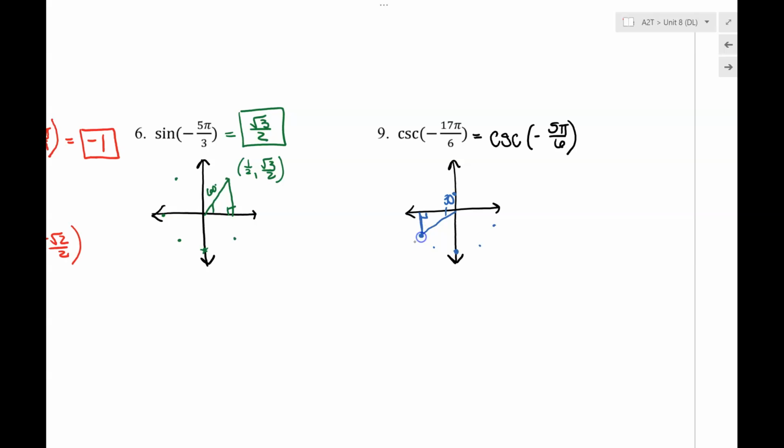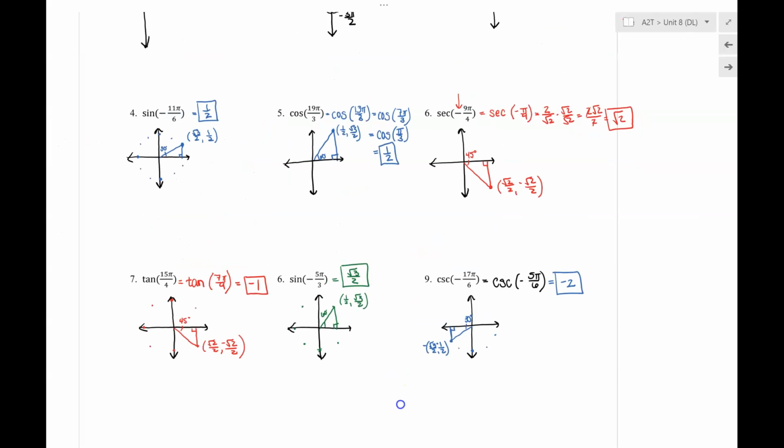The coordinate is going to be rad 3 over 2, 1/2. We're in the third quadrant, which means that tangent and cotangent are positive. So sine and cosine are negative. Cosecant is the reciprocal of sine, so that means that the cosecant of negative 17 pi over 6 is negative 2. Nice job, guys. Hopefully I was thorough enough for you.